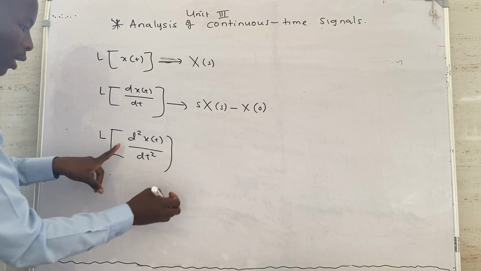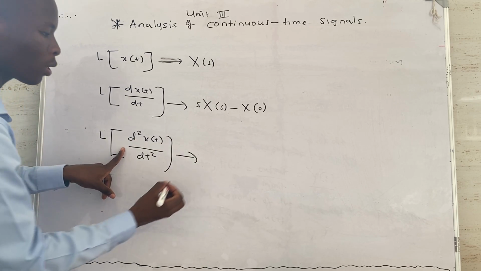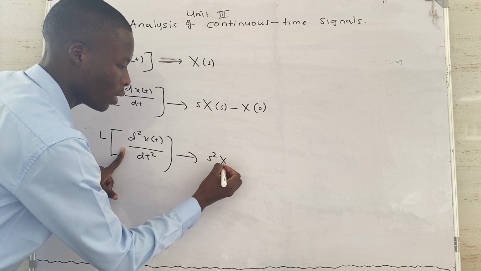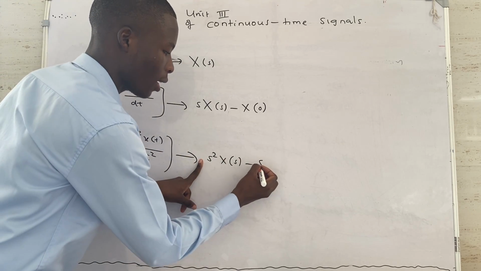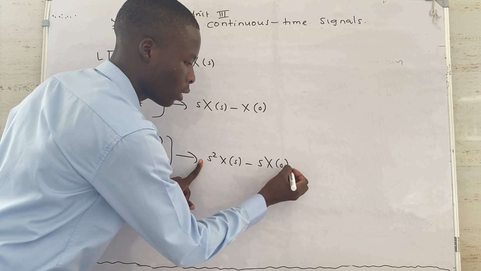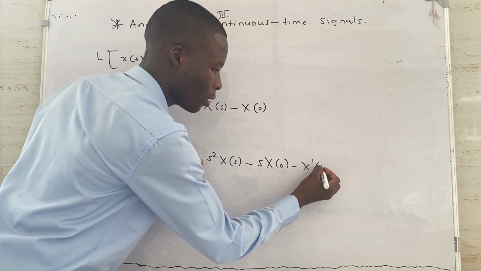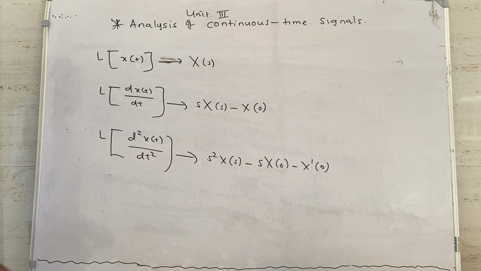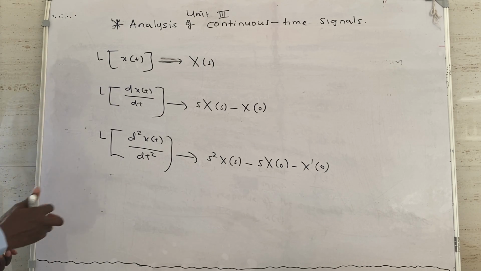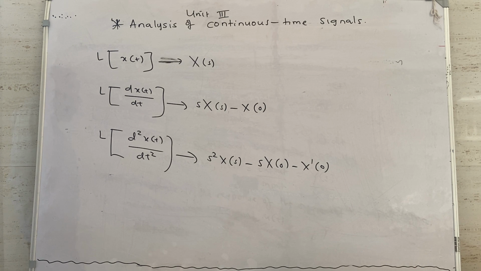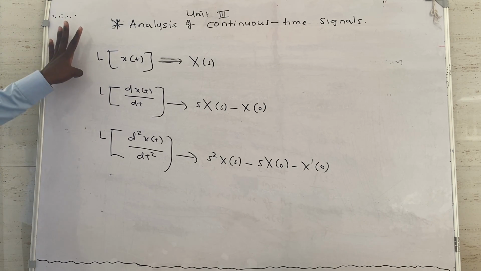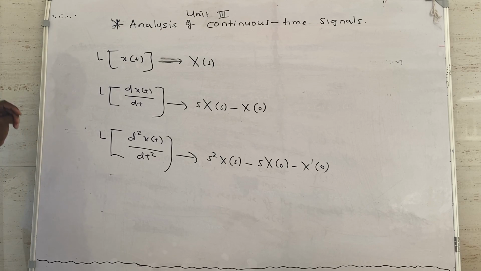Here if you take the Laplace transform of this, it becomes s squared X of s minus s x of 0 minus x bar of 0. Okay, so this is the Laplace transform. You can also find the Laplace transform of d power 3 x of t by dt power 3. I'm going to consider this side.